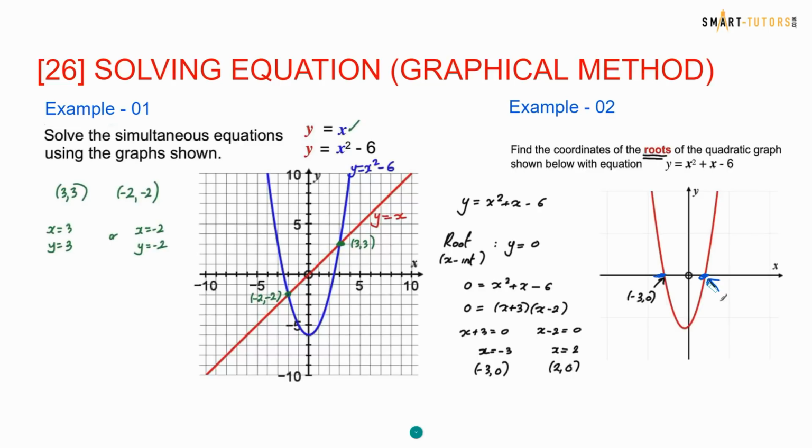0 equals x squared plus x minus 6, and factorize. First bracket equal to 0: the first bracket gives x equals 3. Second bracket equal to 0: x equals minus 2. So that is the second answer, (-2, 0). So those are the roots. And in solving equations, you need to draw both graphs, and the intersection points give the solution.